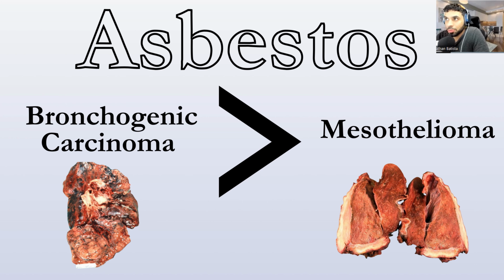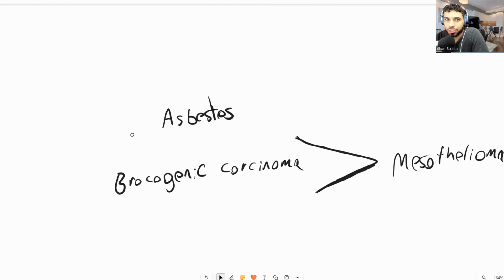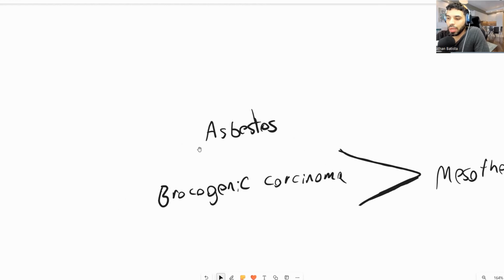Bronchogenic carcinoma will have a higher proclivity, a higher relationship with asbestos than mesothelioma. So what kind of occupational exposure is related to asbestos? These are people who are working in roofing. These are people who are working in mining, shipbuilding, installation. They install insulation units in houses. These kinds of patients are prone to asbestos, okay?